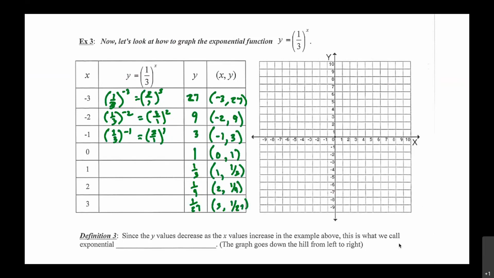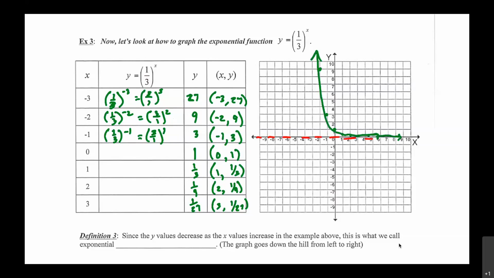Now, if we take a look at the graph, we are at -2, 9. Negative 1, 3. Now we're decreasing. 0, 1. And it just keeps getting closer. So it looks something like that. Where's my horizontal asymptote on this one? Y equals what? Still at y equals 0. Yep.